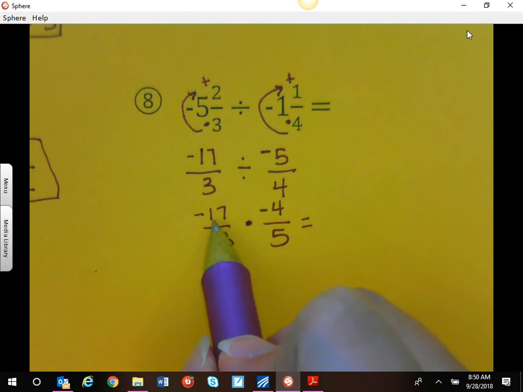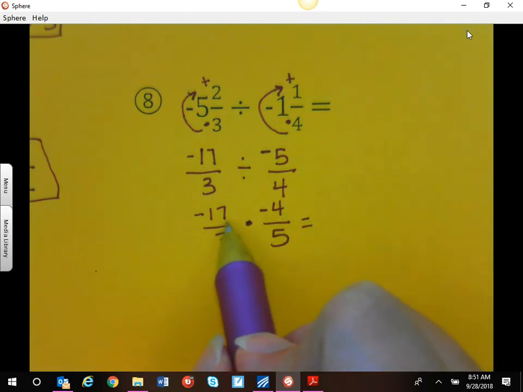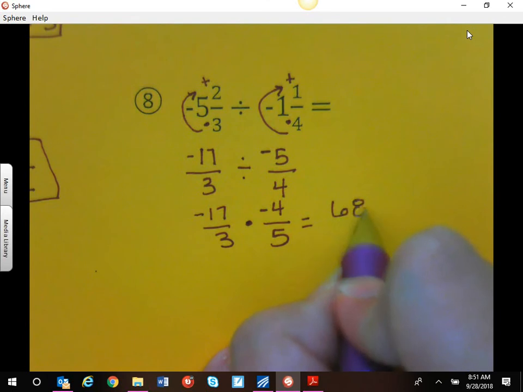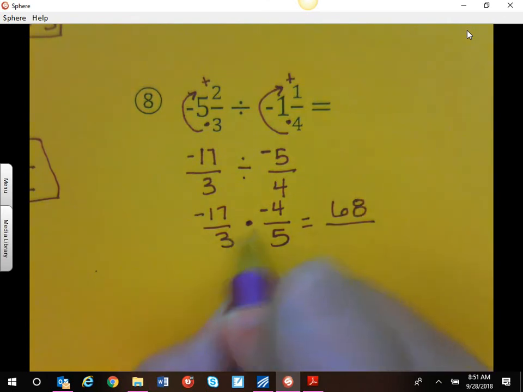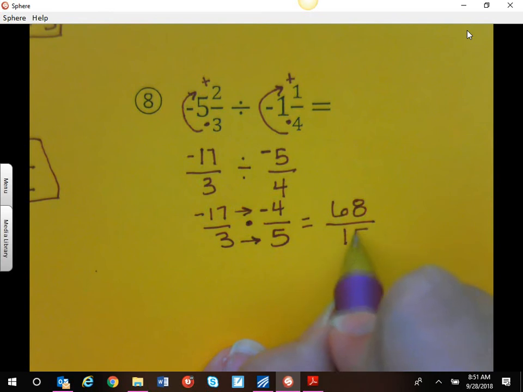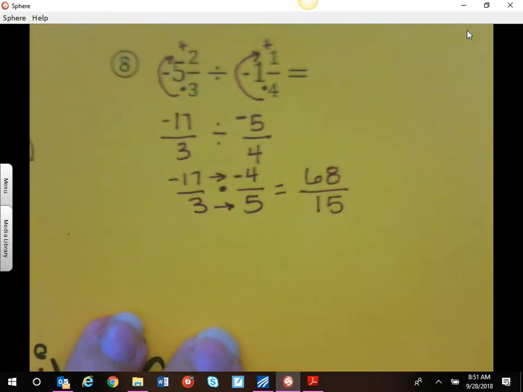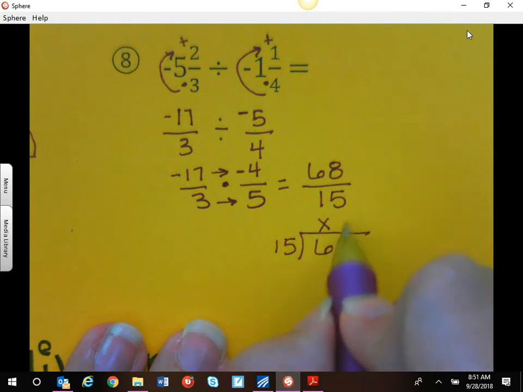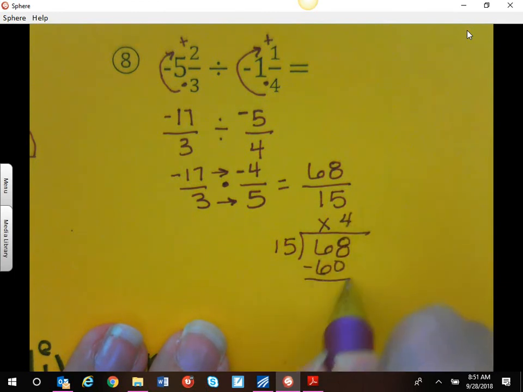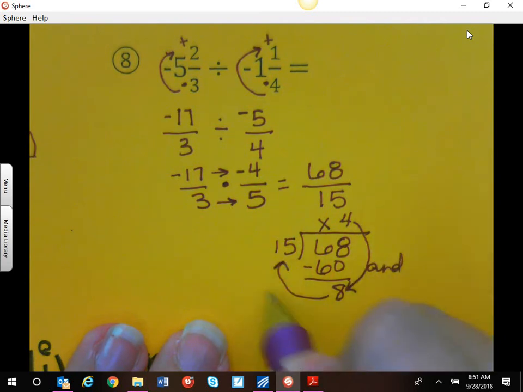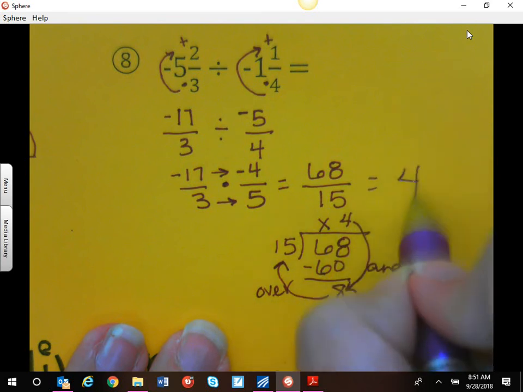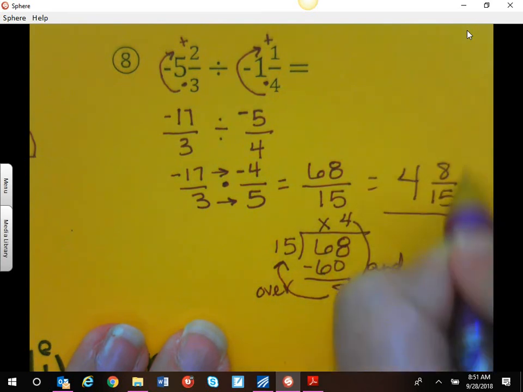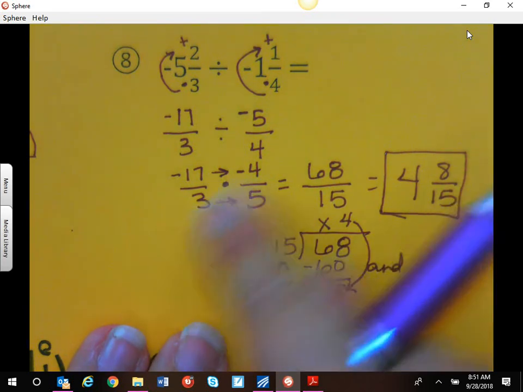Top times top. A negative times a negative is a positive. 17 times 4 is 68. Bottom times bottom. 3 times 5 is 15. Again, that is improper. If you wanted to do cowboy horse, you could. 15 goes into 68 4 times with 8 left over. So 4 and 8 over 15. And you're done. We cannot cross reduce on this one.